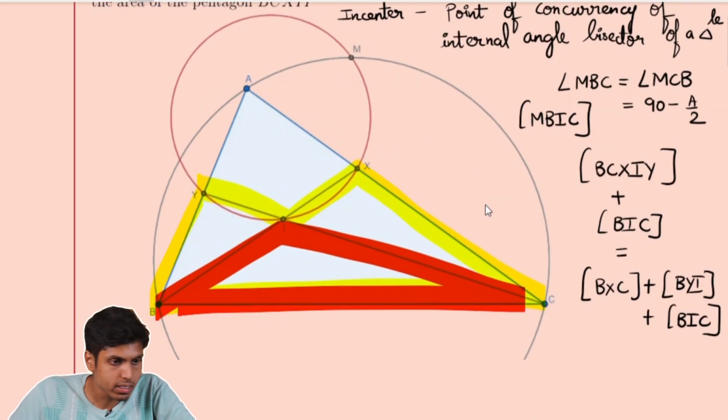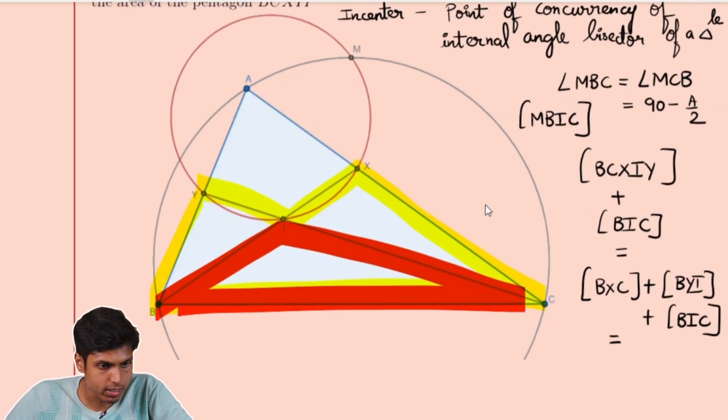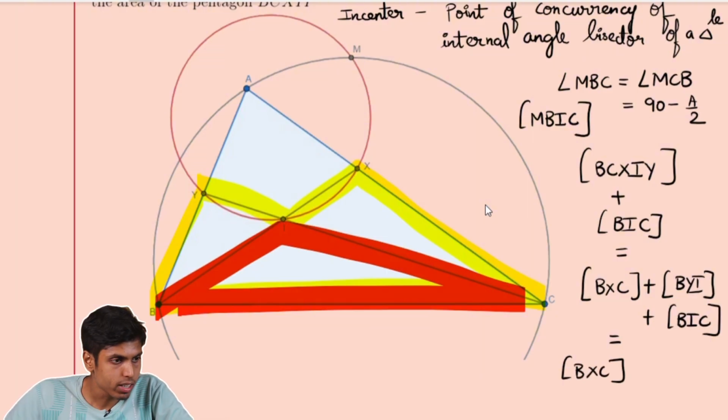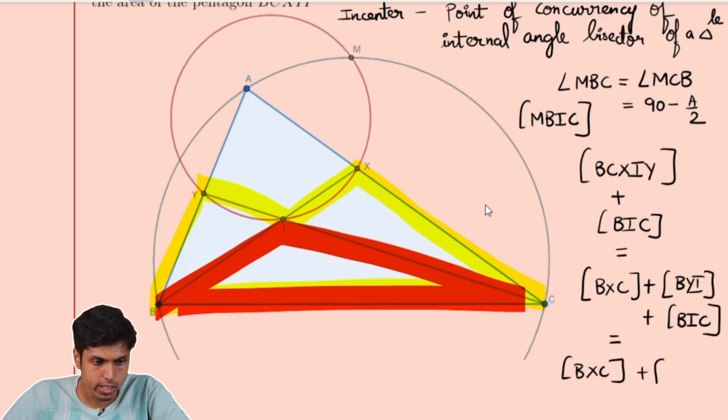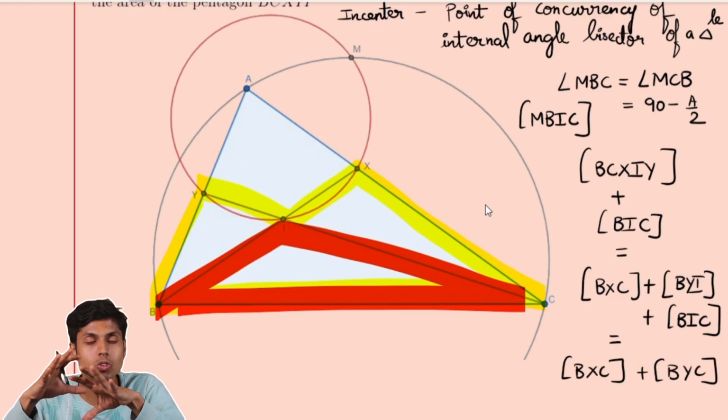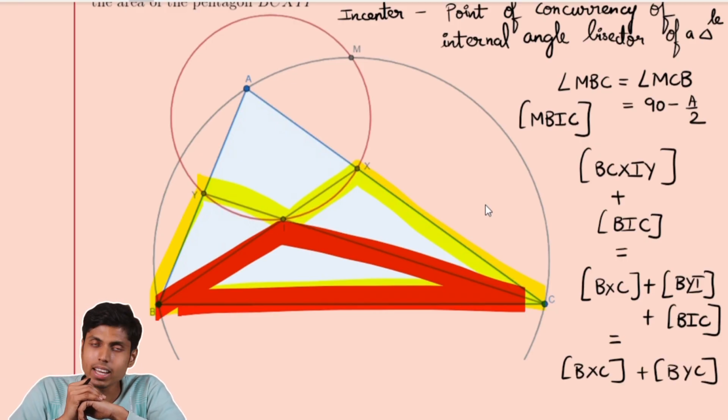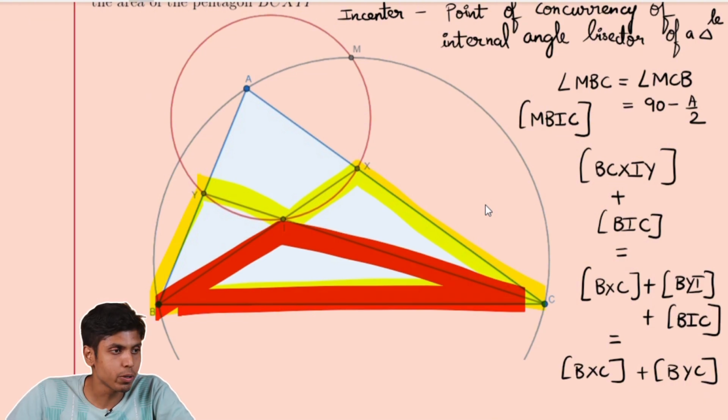So now BXC will still remain the same, that is a nice triangle, but we will try converting BYI plus BIC to a larger triangle, that is BYC. So now you could see that this is the sum of two triangular areas and that can be easily handled. Let's compute the other part.